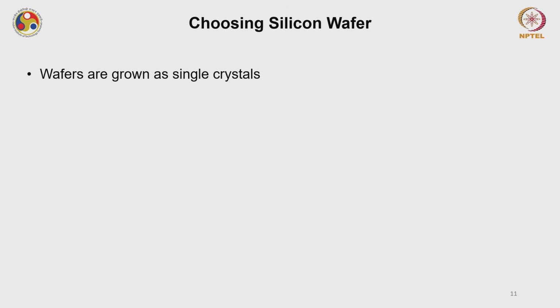I will not talk about flexible substrates because this is a conventional course. Let us see how to choose a silicon wafer. If I talk about silicon wafers, they are grown as single crystals.